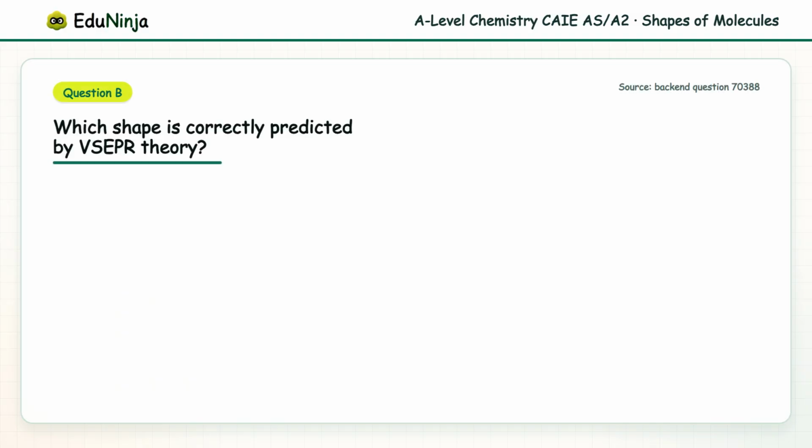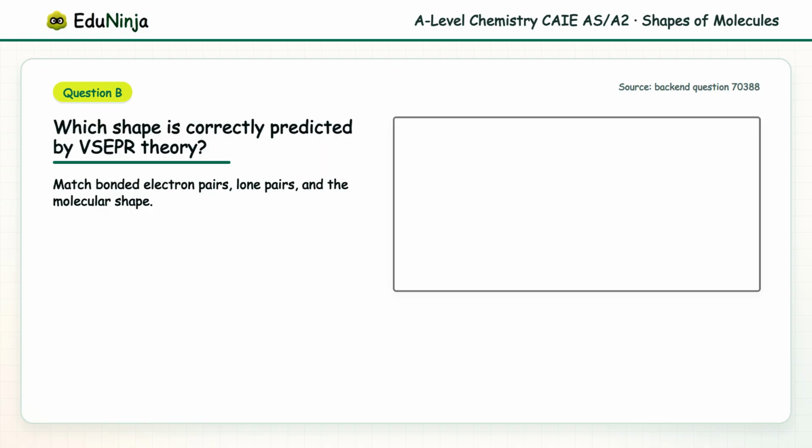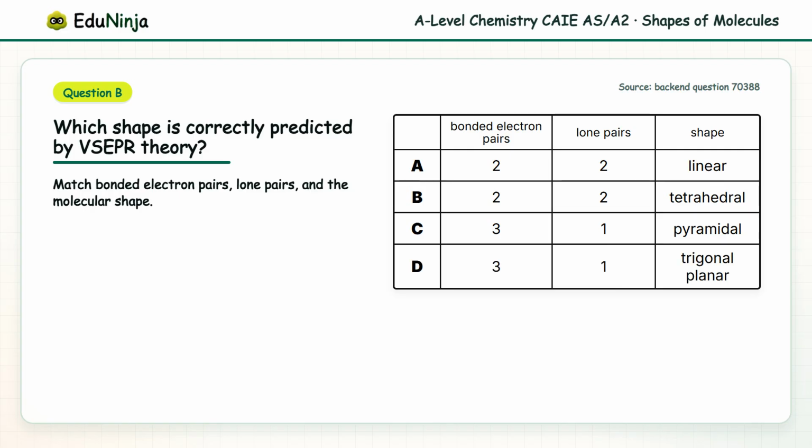Question B asks which shape is correctly predicted by VSEPR theory. This is really testing whether we count bonded pairs and lone pairs separately. Look across the rows. The key case is three bonded electron pairs and one lone pair. That gives a tetrahedral electron pair arrangement, but a pyramidal molecular shape.